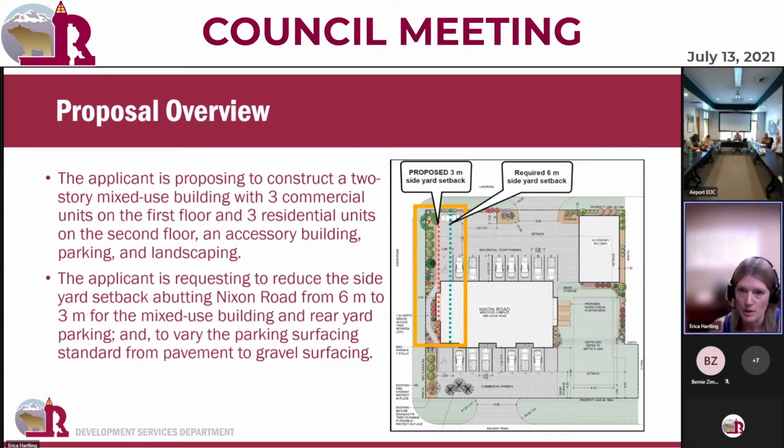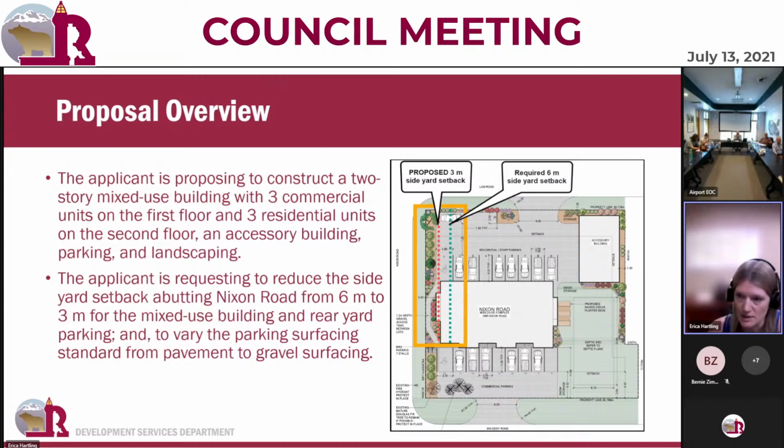So for a bit about the proposal, the applicant is proposing to construct a 2-story mixed-use building, which would have 3 commercial units on the first floor and 3 residential units on the second floor, with an accessory building detached, parking, and then surrounding landscaping.